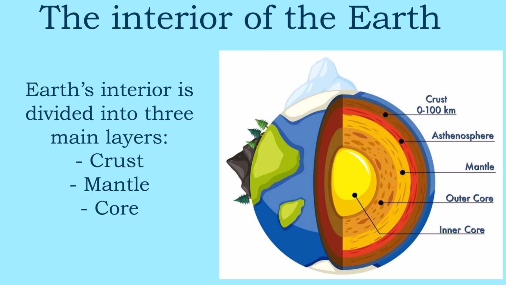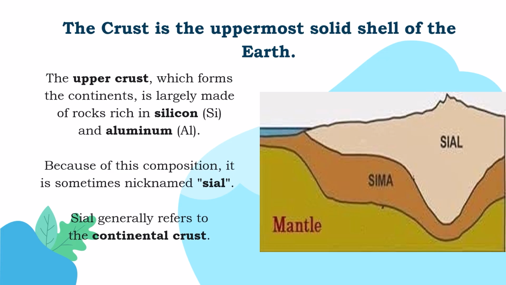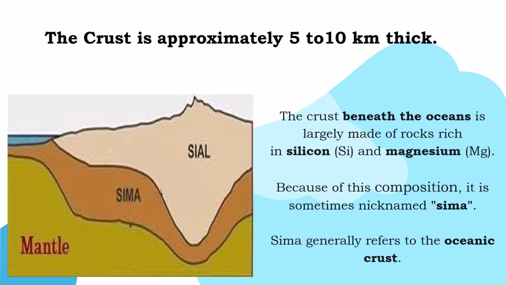Earth's interior is divided into three main layers: the crust, mantle, and core. The crust is the uppermost solid shell of the earth. The upper crust forms the continent and is largely made up of rocks rich in silicon and aluminum. Because of this composition, it is often named as Sial. Sial generally refers to the continental crust.